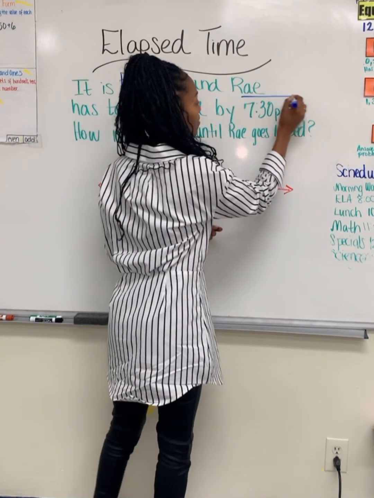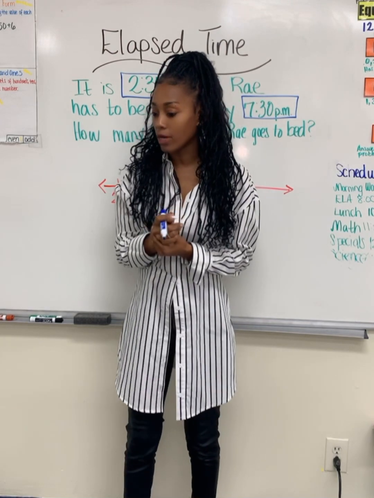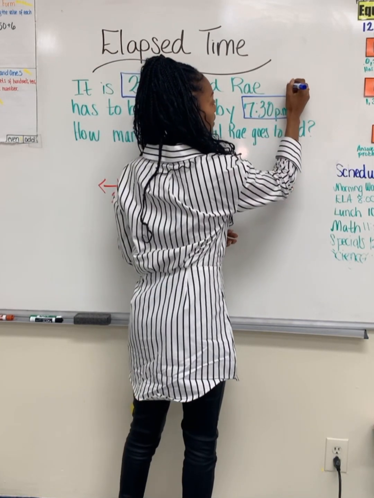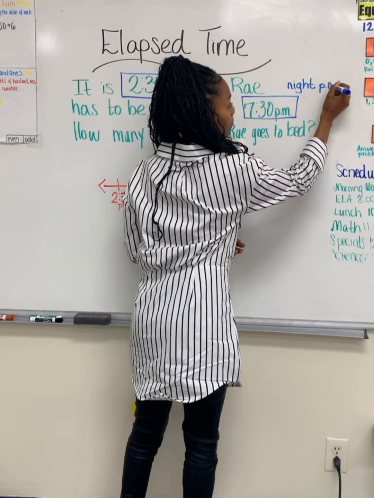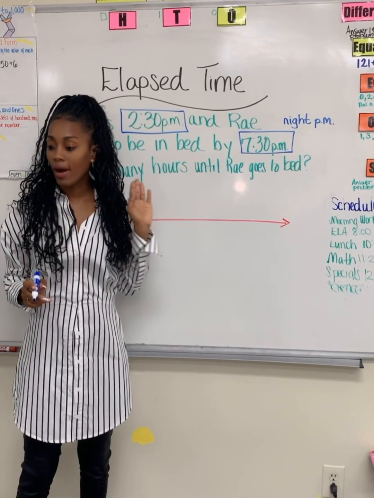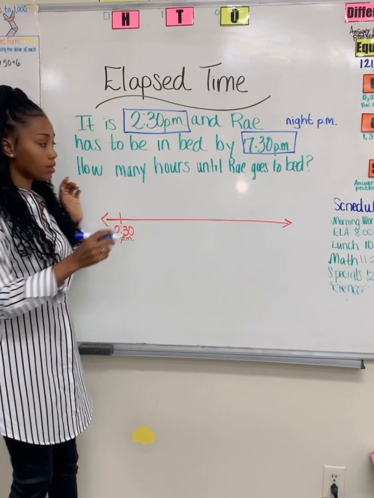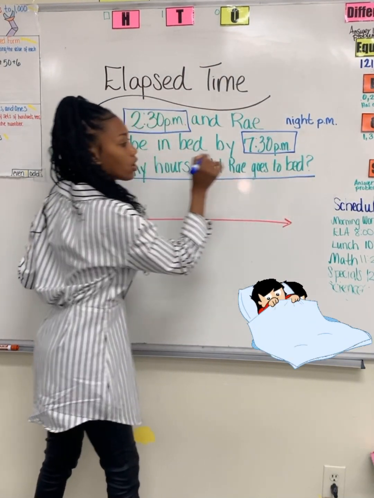2:30 p.m. and 7:30 p.m. P.M. tells me what time of day. Who knows? Yes, in the evening or in the nighttime. Very good, because it says P.M. And what is my question that I want answered here? How many hours until Ray goes to bed?